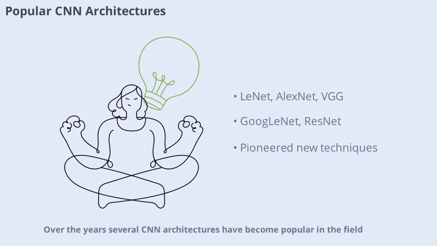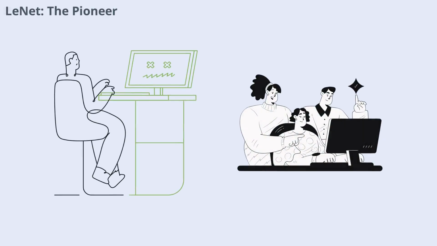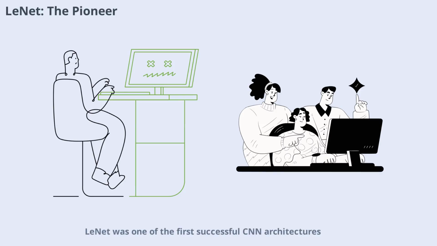Over the years, several CNN architectures have become popular in the field. Examples include LeNet, AlexNet, VGG, GoogleNet, and ResNet. Each of these architectures introduced new ideas and improvements, pushing the boundaries of what CNNs can achieve in image recognition tasks. LeNet was one of the first successful CNN architectures, developed in the 1990s for handwritten digit recognition. It laid the foundation for modern CNNs, introducing key concepts like convolutional and pooling layers. LeNet's success demonstrated the potential of deep learning for image recognition.